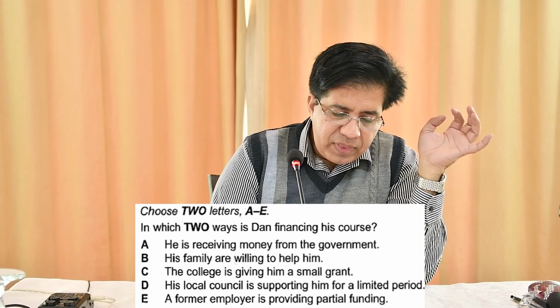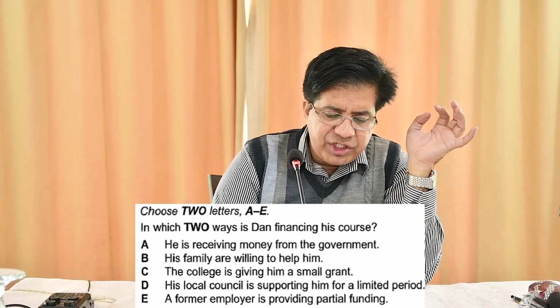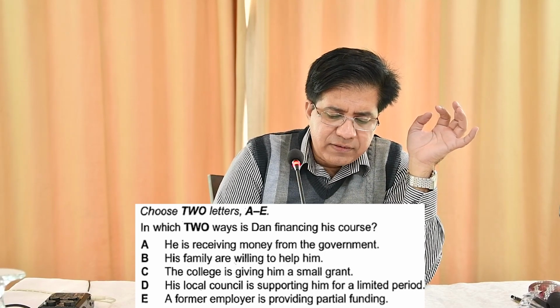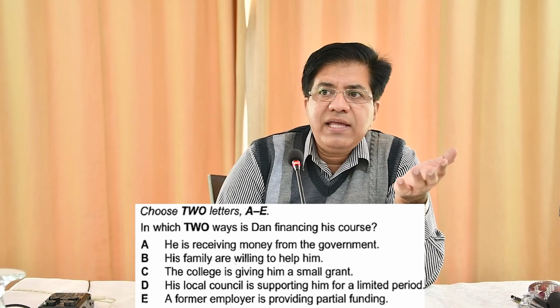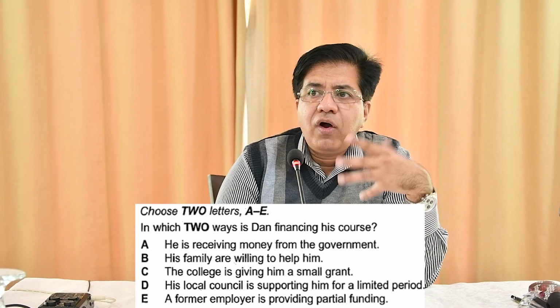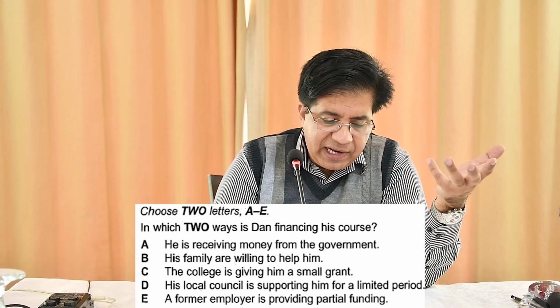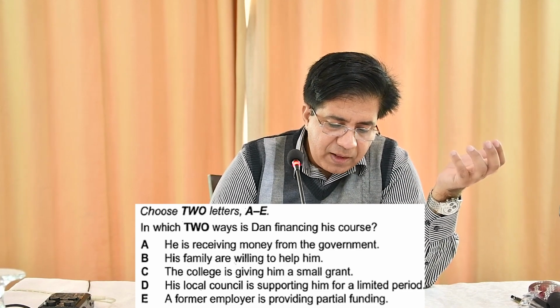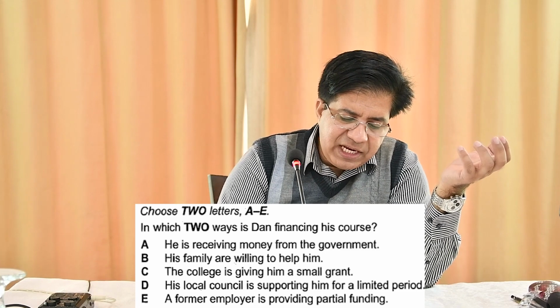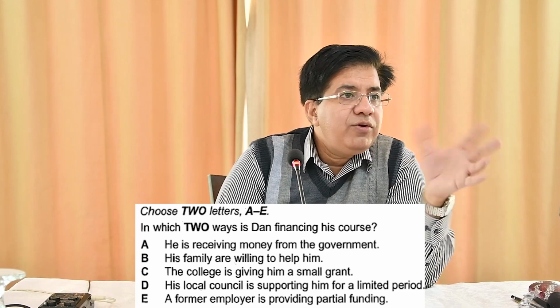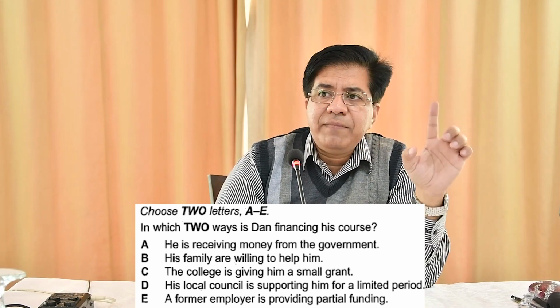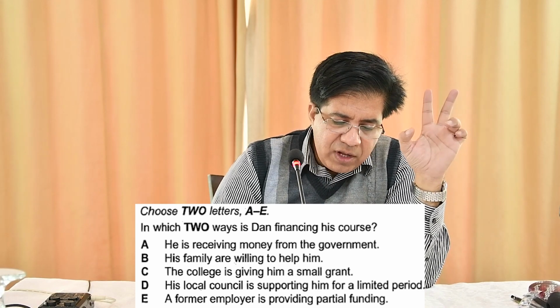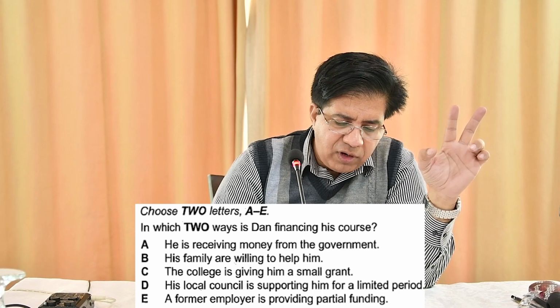A, receiving money from the government. Just underline government. Now you understand Dan is financing the course. So government, they have some scholarships. So he got the money from government. That is option A. B, his family are willing to help him. Family. Do you understand? You don't need to focus on everything. Number 1, A is government. B is family.